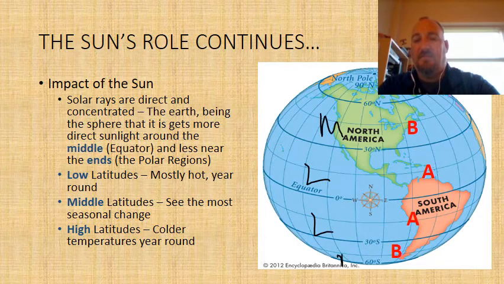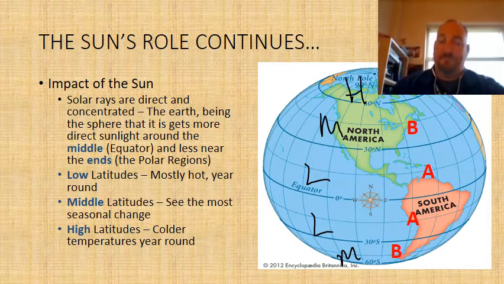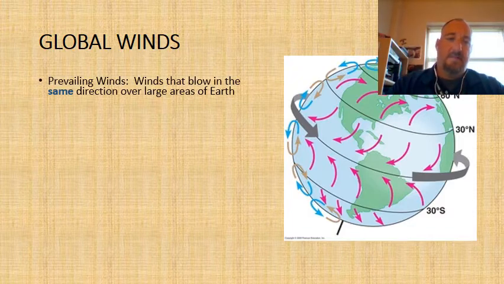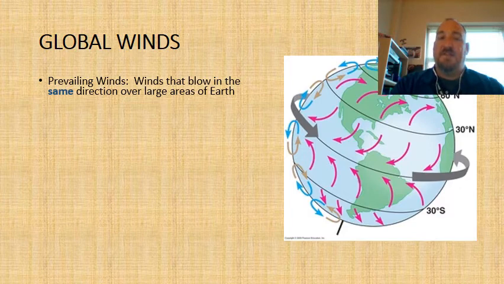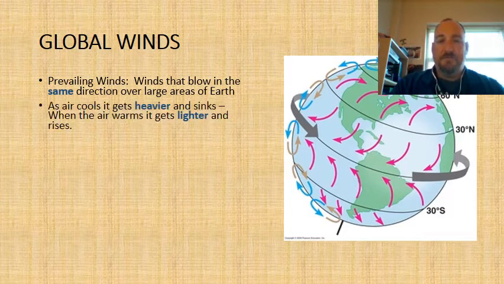Low, middle, high. Global winds. These are made with the prevailing winds, and those are winds that blow in the same direction over large areas of the earth.